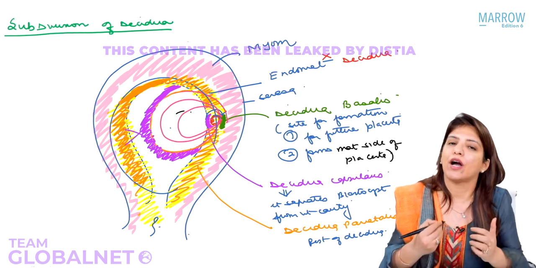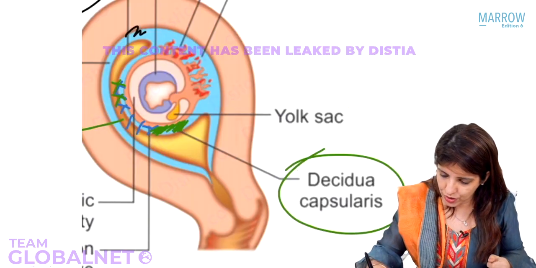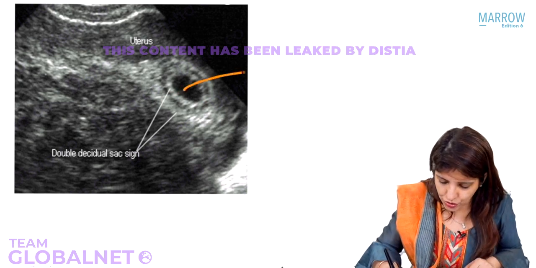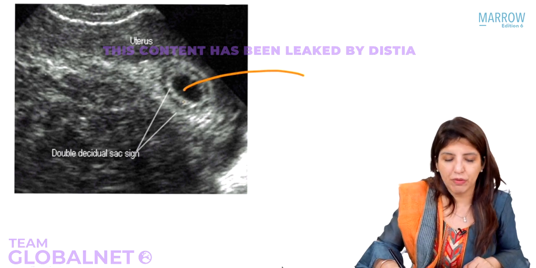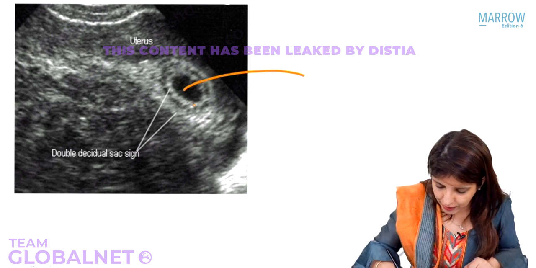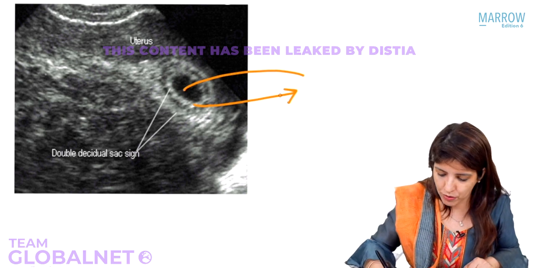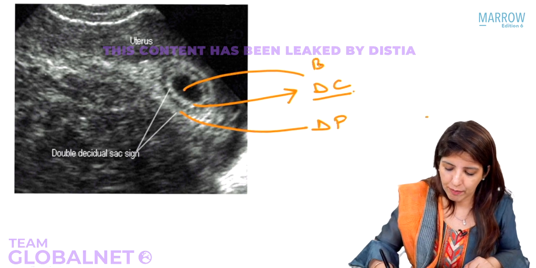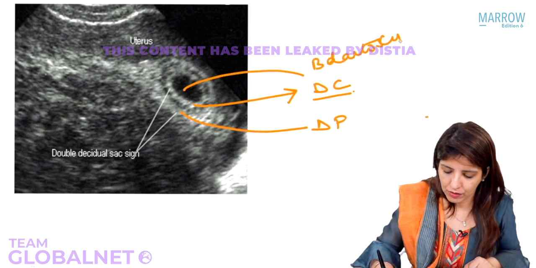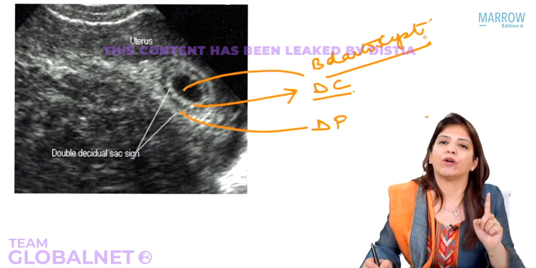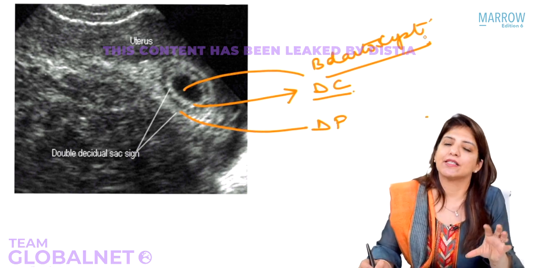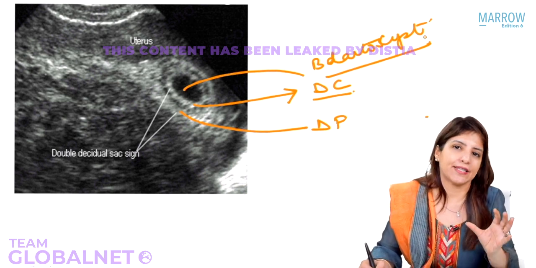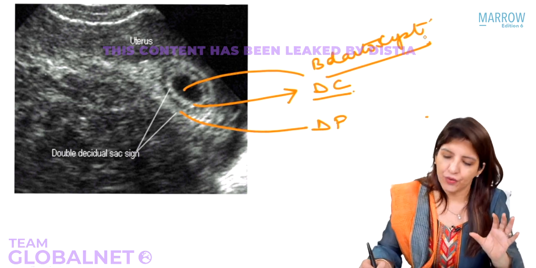And on ultrasound, how does that appear? On ultrasound, it appears something like this. So this over here is the blastocyst. You can see this blastocyst being surrounded by two rings. If they ask you, the inner ring will be formed by decidua capsularis and the outer ring will be of decidua parietalis. So the first sign on ultrasound in pregnancy is the intradecidual sign and then you get the double decidual sac sign. Clear to all of you, right?